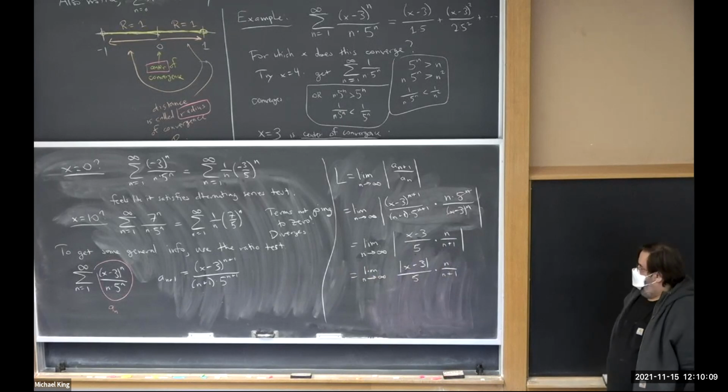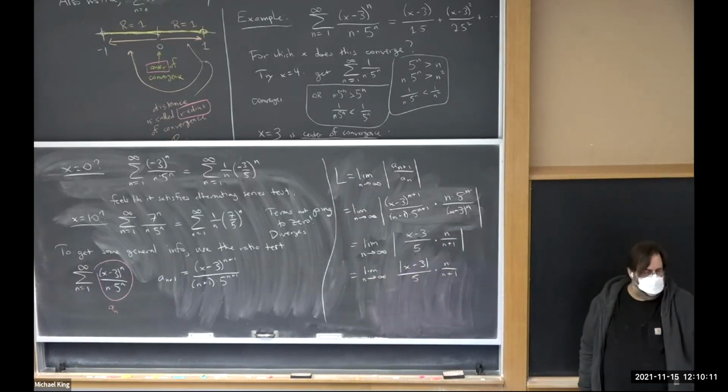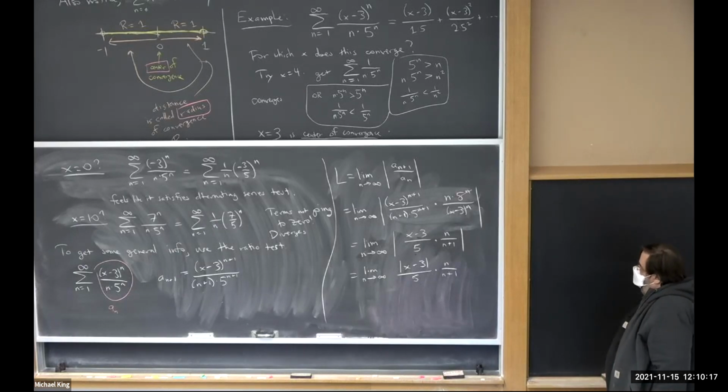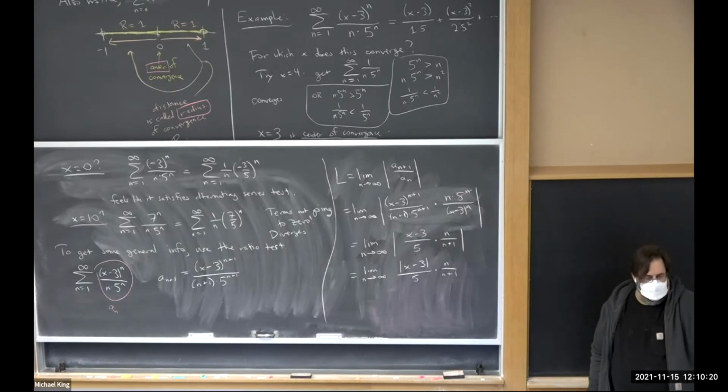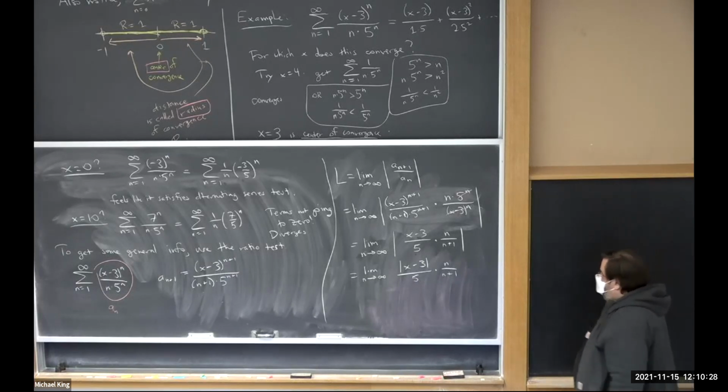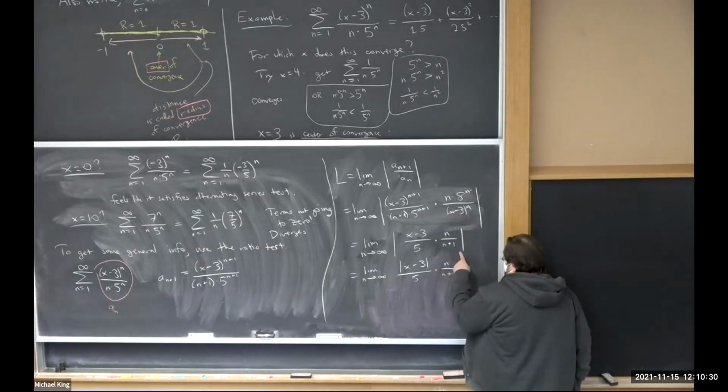Right, it's just the absolute value of that term that could be positive or negative. Everything else is positive, so it doesn't get affected. And then what happens to n over n plus 1 as n goes to infinity? Goes to 1, right? That just goes to 1. I could divide the top and bottom by n if I wanted to.